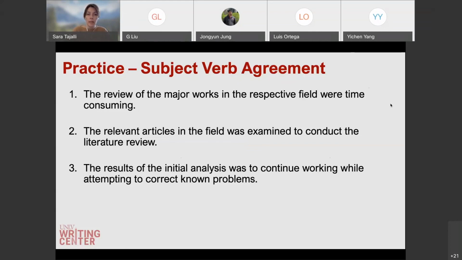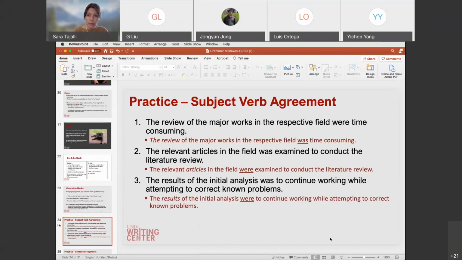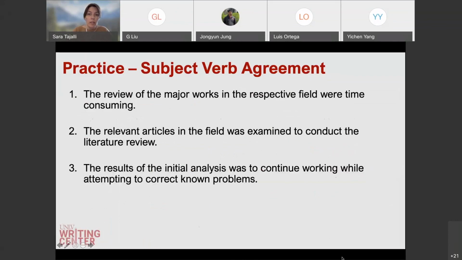I guess first we should identify what is the subject of this sentence. The review, right? So the review was time-consuming. So if you're ever not sure, you can take out the phrasing in between so you can match up a subject with the verb. The review was time-consuming.